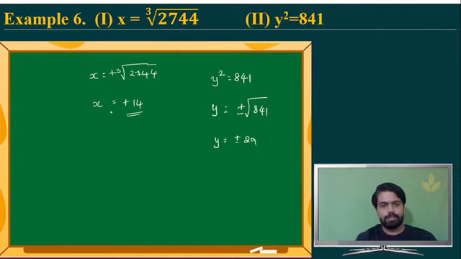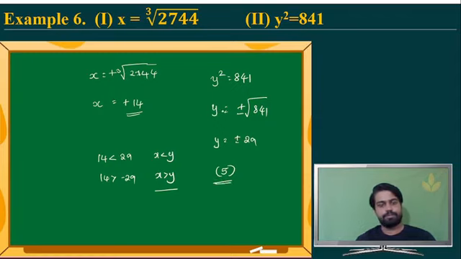Now what I can say is 14 is less than 29. Similarly, 14 is more than minus 29. So x is less than y and x is also greater than y. In this case I cannot definitely say what the relation is. That's why the relationship cannot be established. So the answer is going to be option 5. This is how we use option 5 for this kind of question.